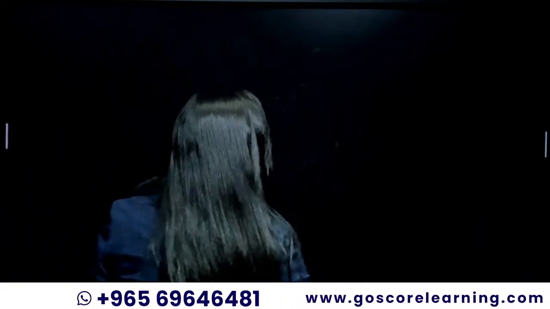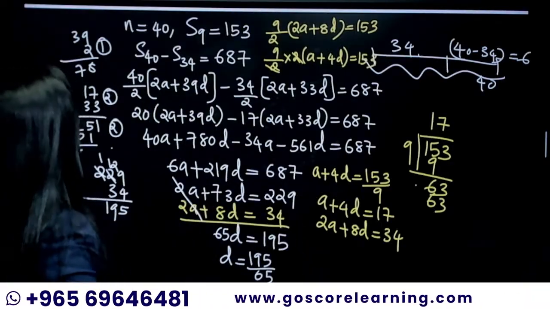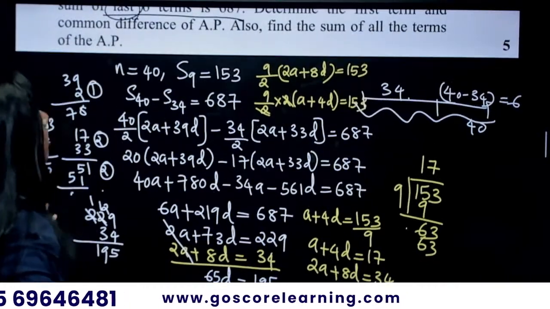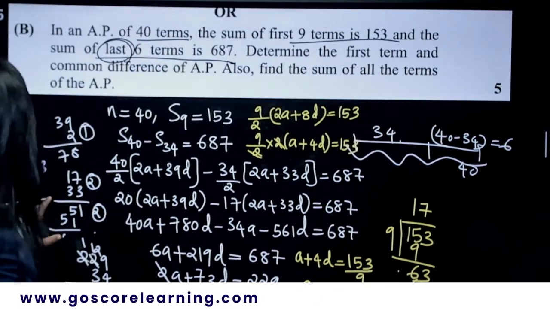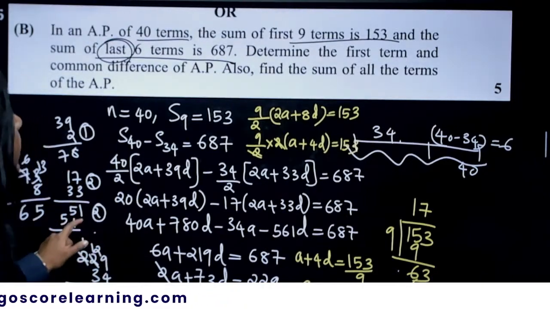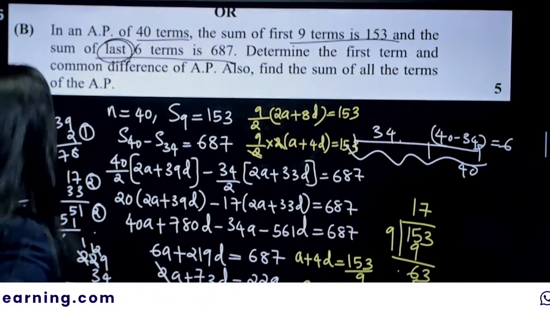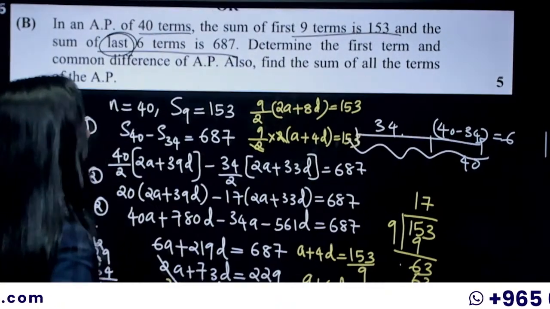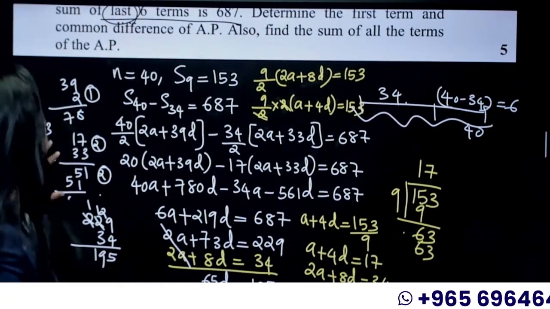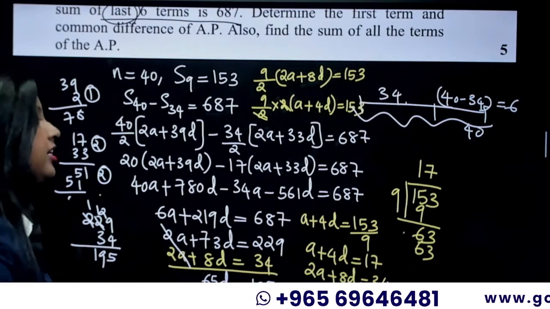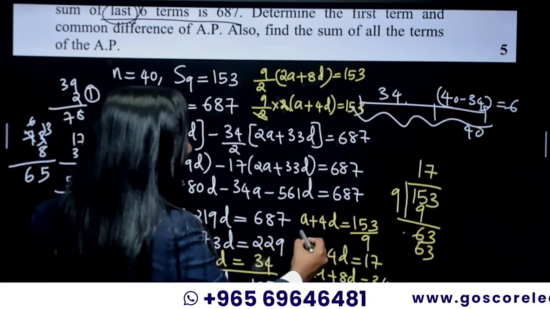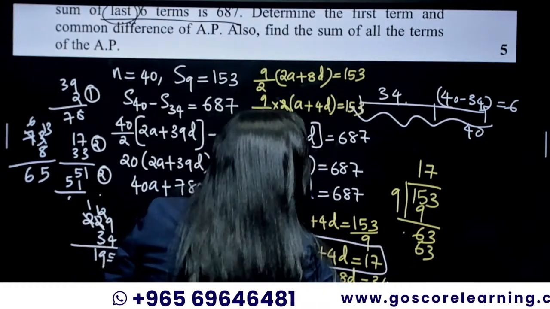And what was the question? The question was to find the first term, common difference, and also find the sum of the terms of the AP. So we got the common difference now. We got the common difference as 3. Now can we substitute in any one of the equations to find the first term? We have a plus 4d as 17. No. So let us substitute it here.